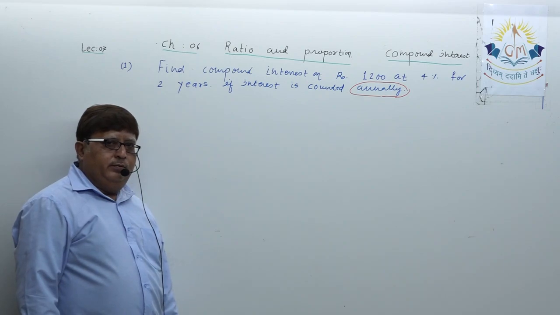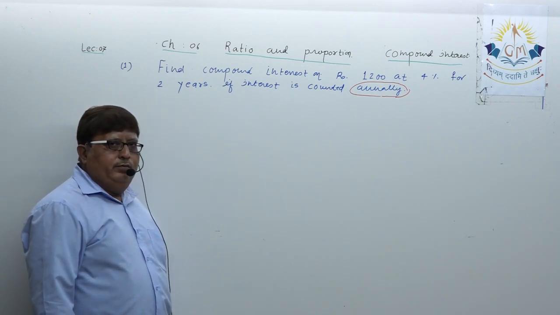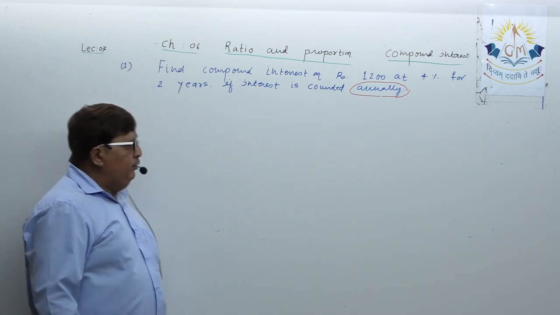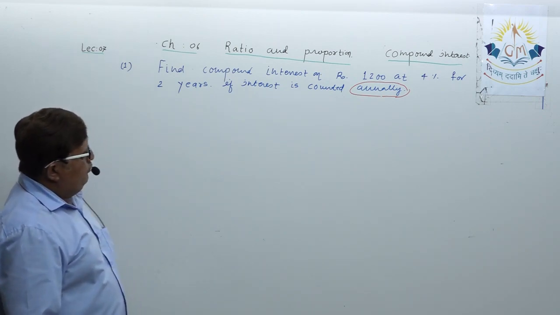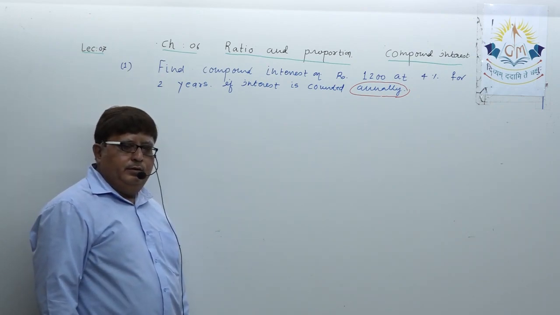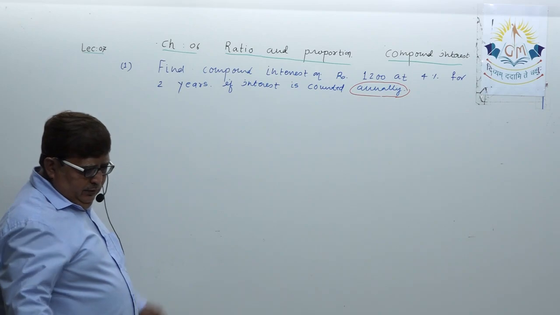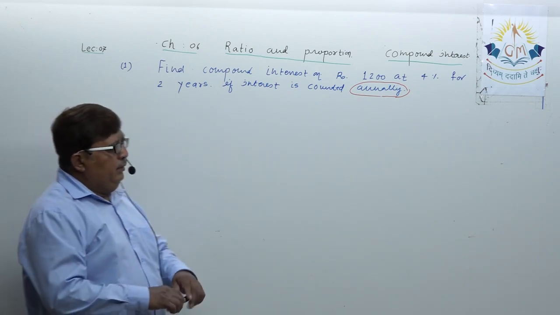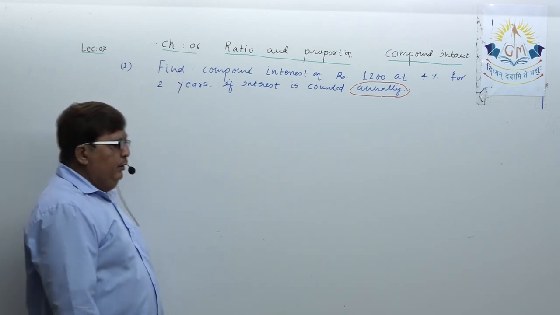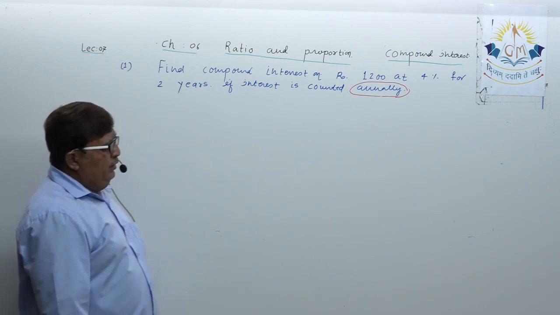Wrote down the example. Find compound interest on rupees 1200 at 4% for 2 years if the interest is calculated annually. Okay, how can we proceed further in solving this particular example? Okay, what we are going to do first, try to understand this.